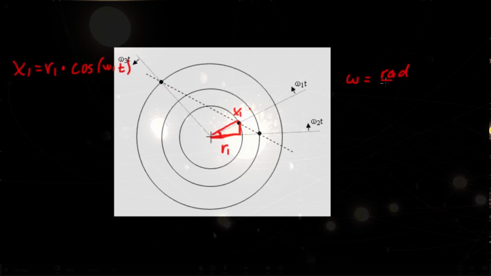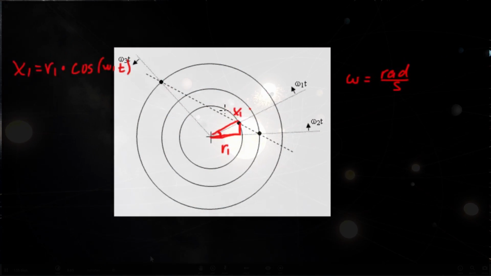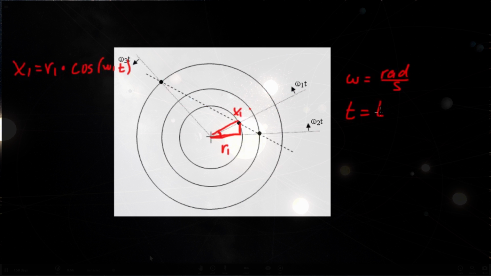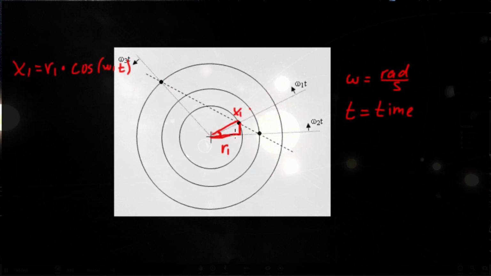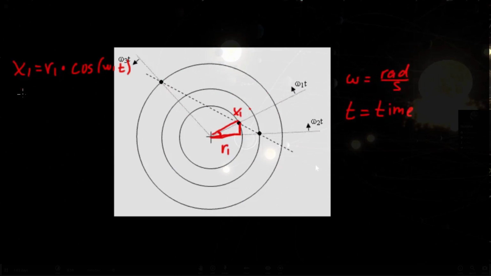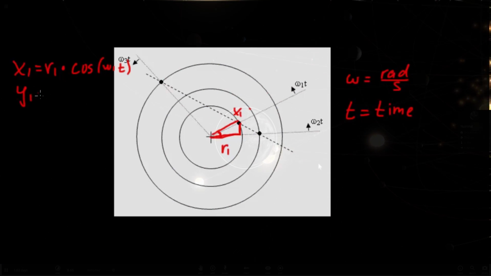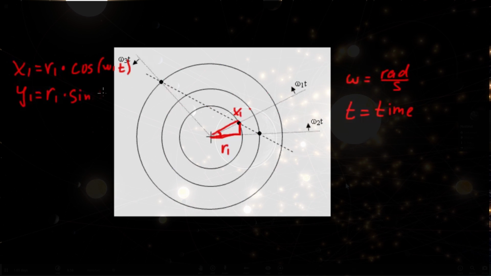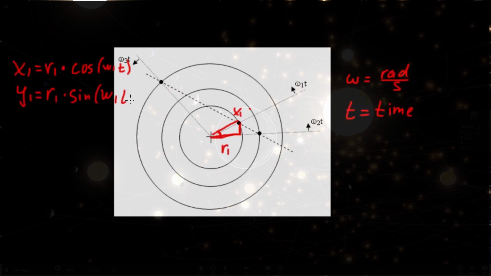So in other words, it's sort of like this speed along the circle. And t is of course time. So t is the time it takes to cover a certain distance. So if this is point x1, then to find point y1 we have to do the same, but this time use sine of the same angle.